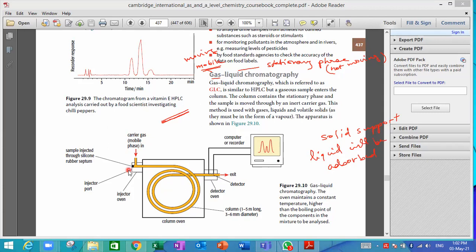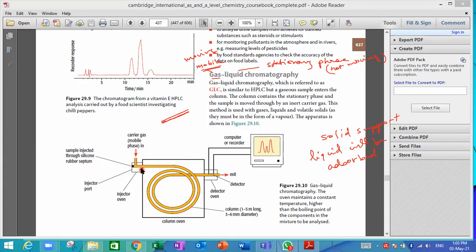Okay. Now, the mobile phase is a gas. And if the mobile phase is a gas, then our mixture should also be in the form of a gas, or else the gas will not be able to carry it. Mobile phase means that it carries the sample and goes through the stationary phase. So if our compound or mixture of compounds is not in the form of a gas, the mobile phase will not be able to push it through the column. So that's why our mixture should also be in the form of a gas.